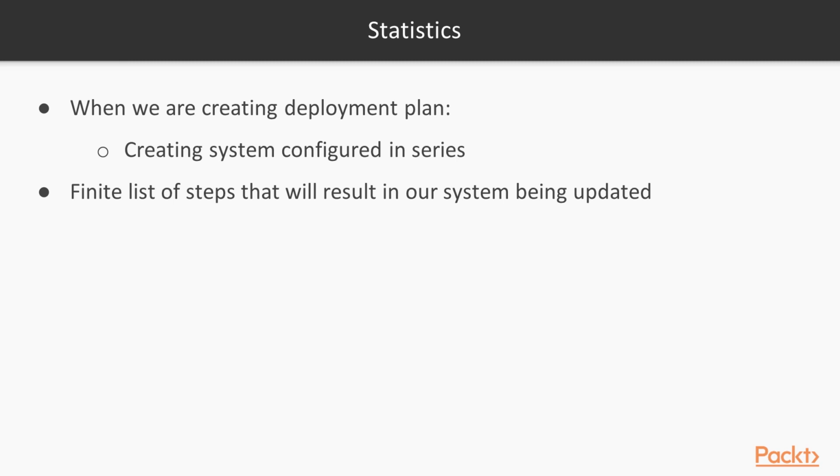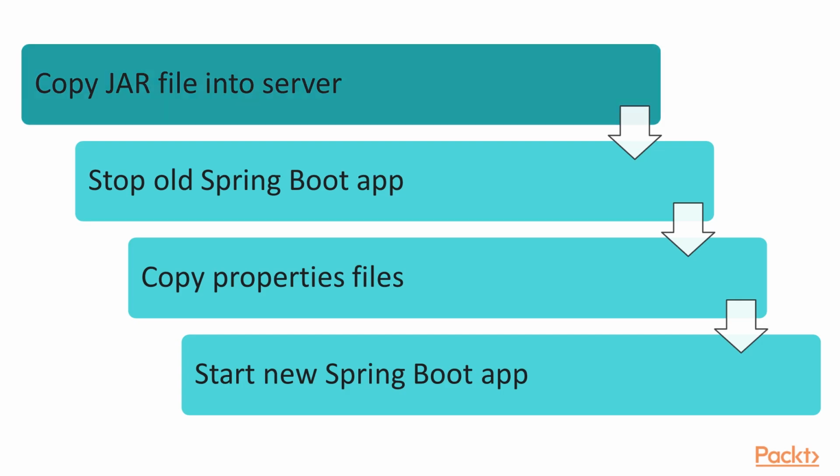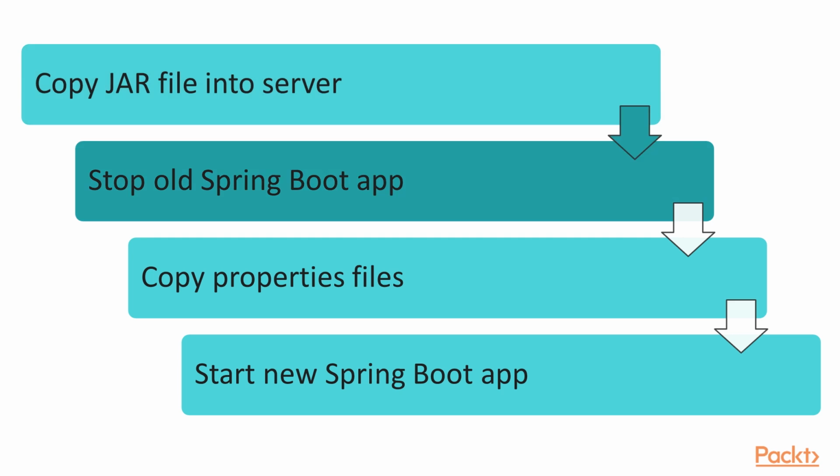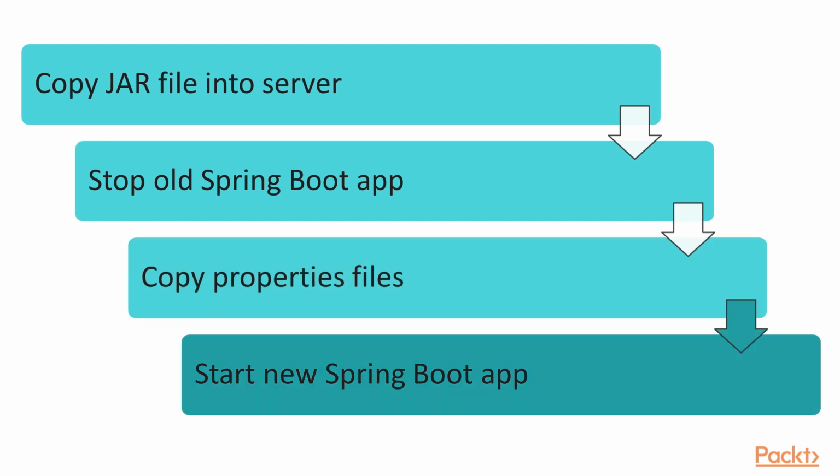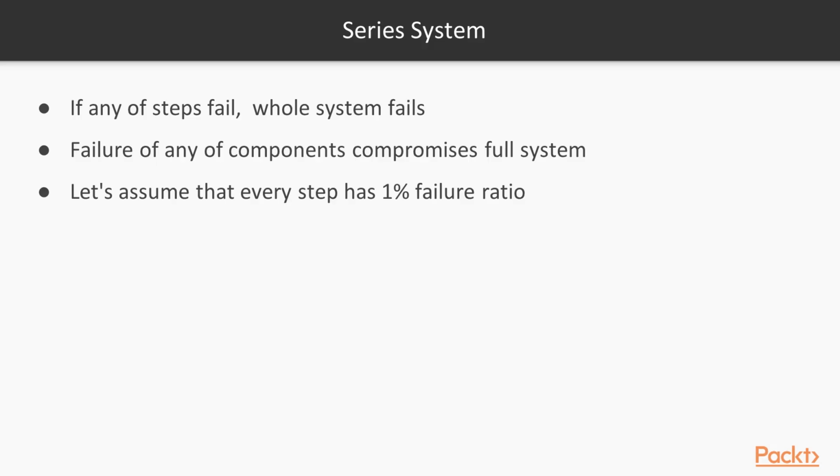Let's talk about statistics. When we are creating a deployment plan, we're creating a system configured in series. It is a finite list of steps that will result in our system being updated. First step is copy a jar file into a server. Then stop the old Spring Boot app. Next step is copy the properties files. And finally, start the new Spring Boot app. If any of these steps fail, the whole system fails. This is what we call a series system. The failure of any of the components compromises the full system.